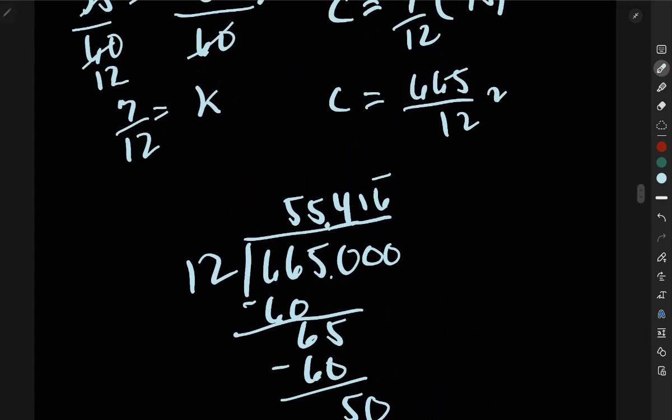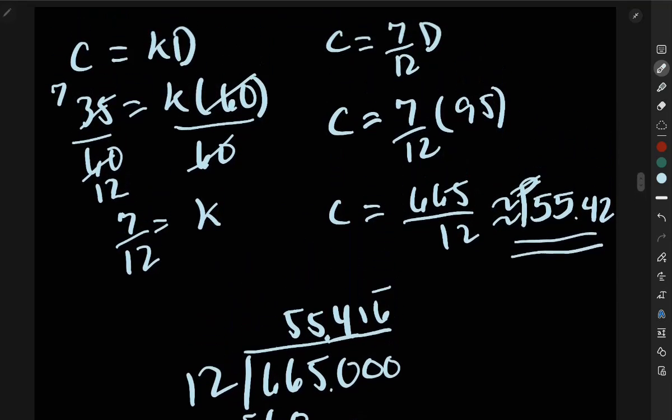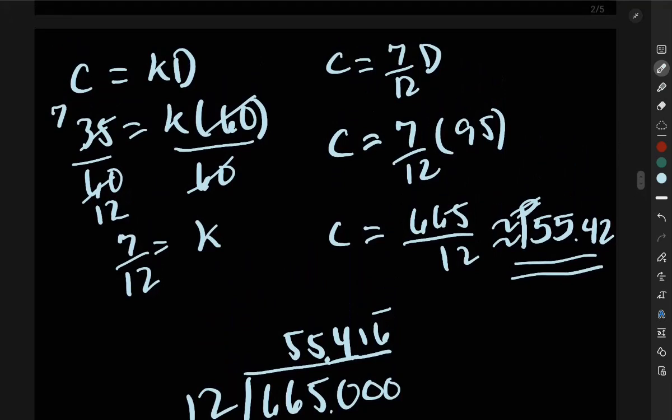So the cost is approximately, since we rounded off, we're going to use an approximately equal to symbol because it's just an estimation. 55.42 pesos. All right, so that is the answer. So that's how you do it for direct variation.